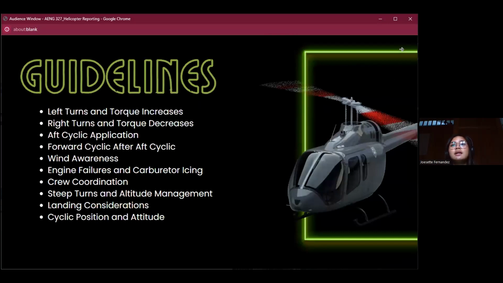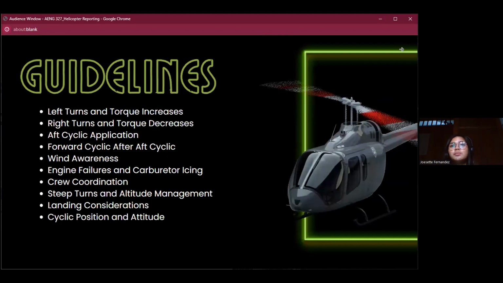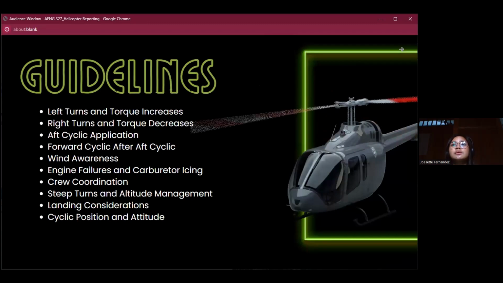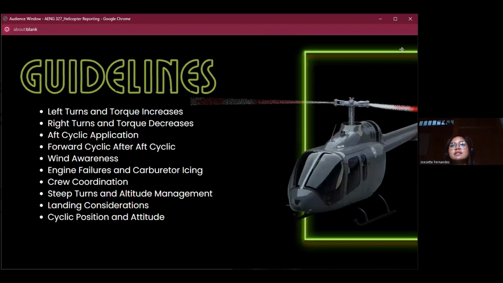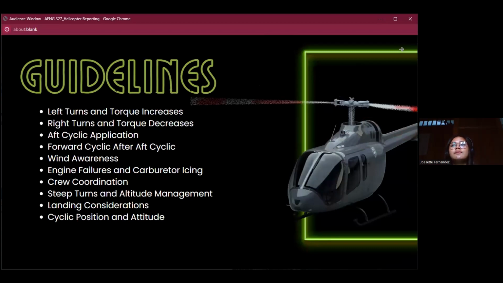Forward cyclic after aft cyclic. If you apply forward cyclic immediately after an aft cyclic input, the torque increases, and the helicopter's tendency to rotate around its vertical axis intensifies. Then the rotor speed decreases. Adjusting the cyclic affects lift and rotor speed.